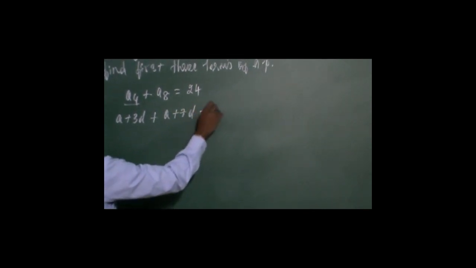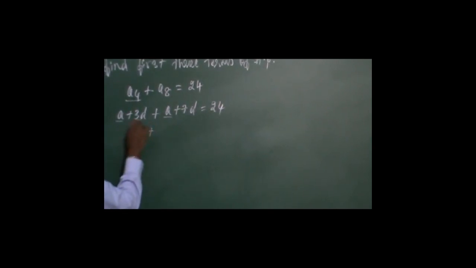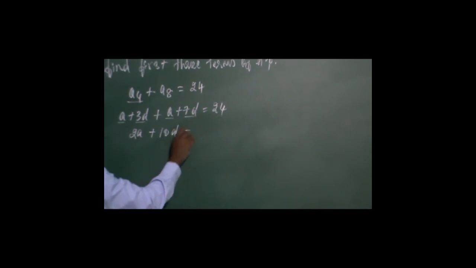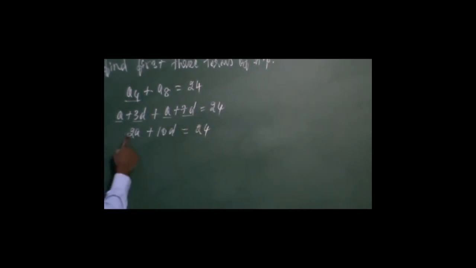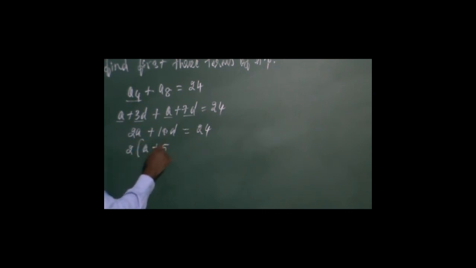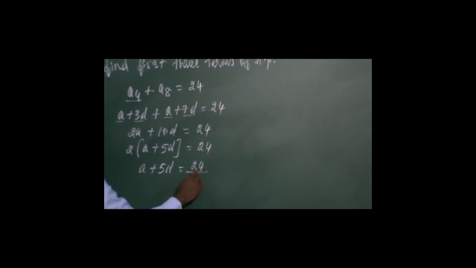Let us define A4. It is A plus 3D plus A8, which can be written as A plus 7D, equal to 24. So A plus A becomes 2A, and 3D plus 7D is 10D, equal to 24. We have multiples of 2 in both terms, so take 2 as common. That gives A plus 5D is equal to 24 by 2, which is 12. So A plus 5D is equal to 12.